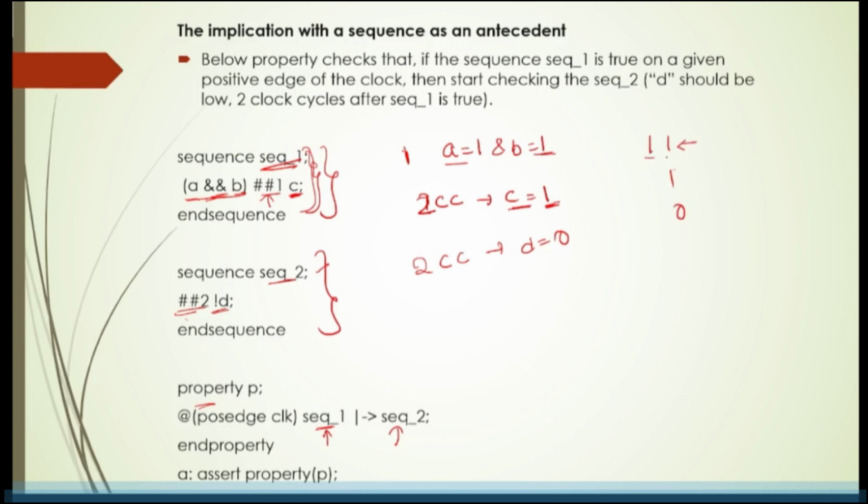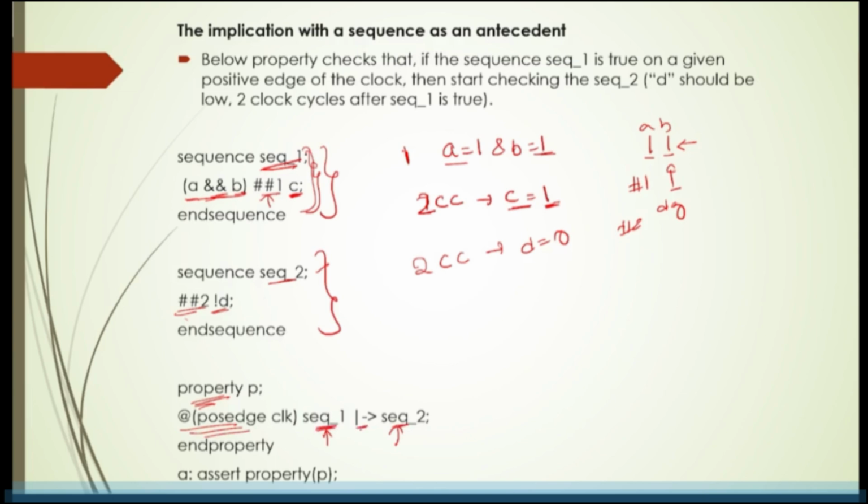So this is my condition. A and B both should be high. Then after one clock cycle of delay, C should be high. Then after two clock cycles of delay, D should be 0. I have inserted everything within the two sequences. And now I am writing the property where, for every passage of clock, I am just checking these two sequences.